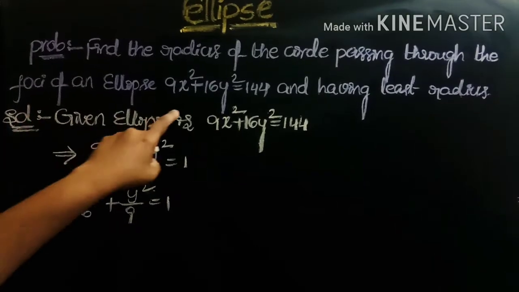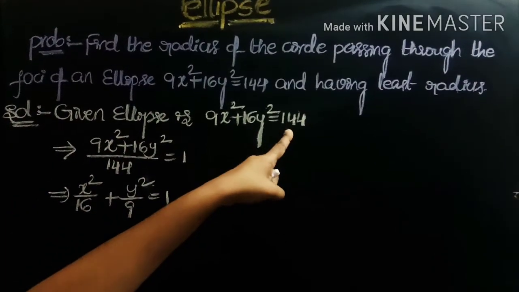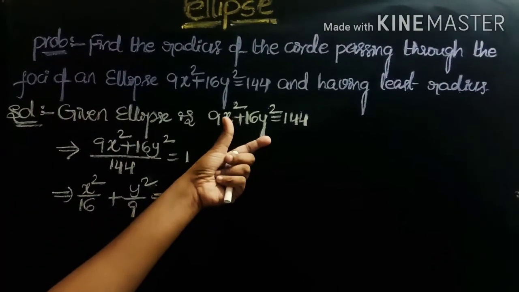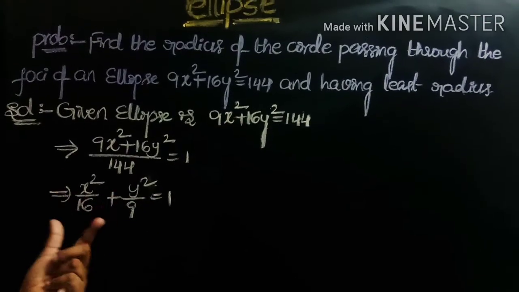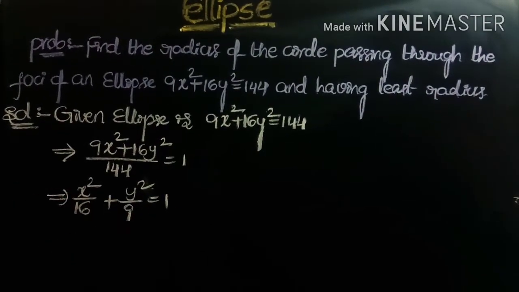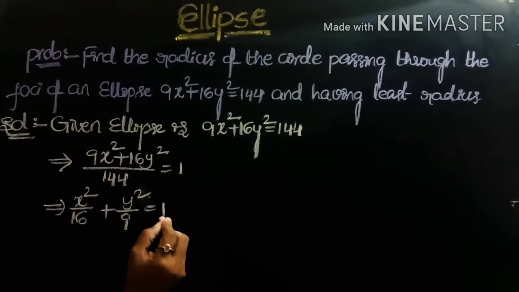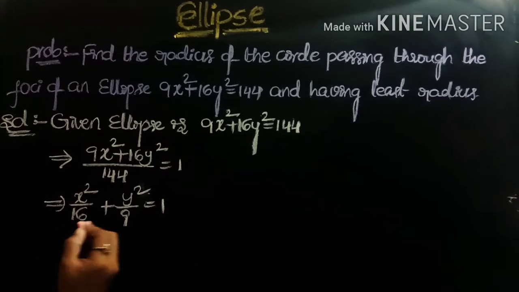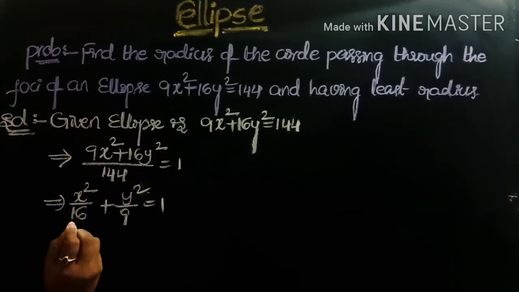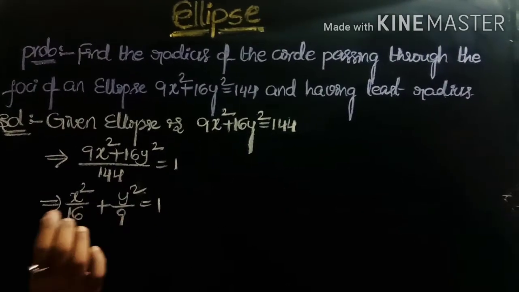So here one ellipse is given, which is 9x square plus 16y square is equals to 144. When we convert this equation to the standard form, then we get the equation x square by 16 plus y square by 9 is equals to 1. When we compare this equation with x square by a square plus y square by b square is equals to 1, then a square is equal to 16, b square is equals to 9. Then a is equals to 4, b is equal to 3. That is the first case.